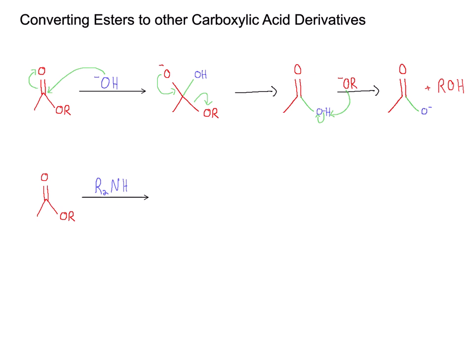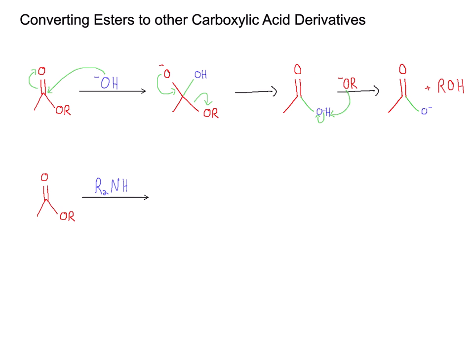If we wanted to further convert the carboxylate into a carboxylic acid, we would have to have some acid to protonate at the end. Although it's a lot simpler and more efficient to create amides in other ways, it is possible to turn an ester into an amide as well.